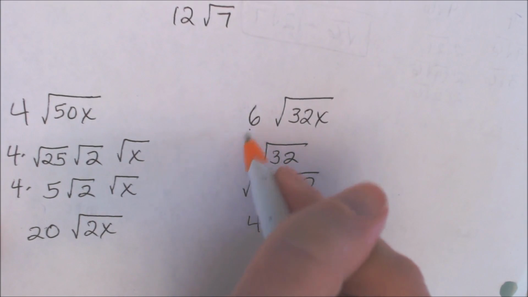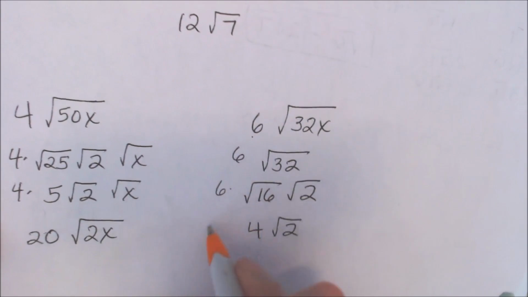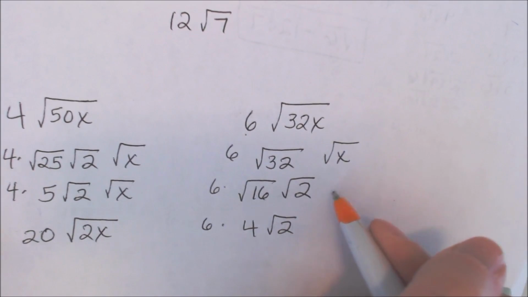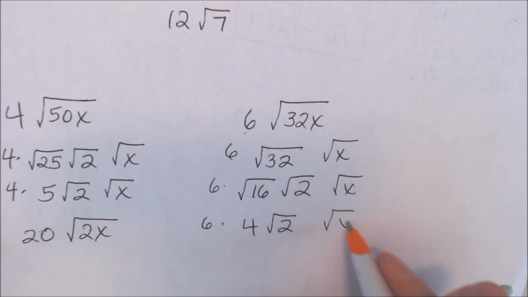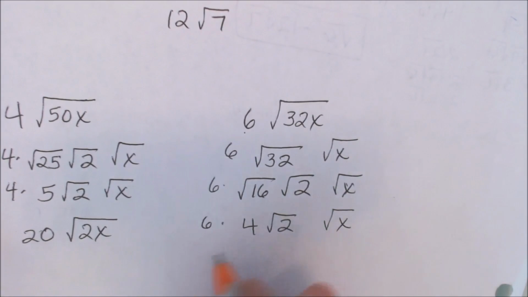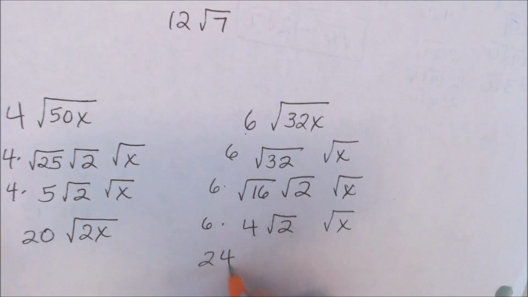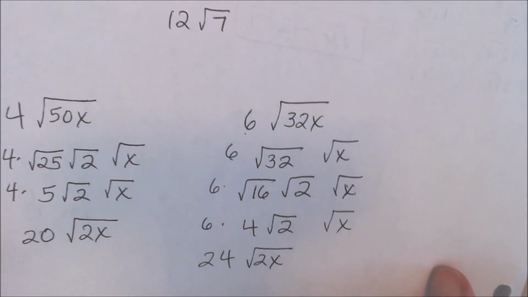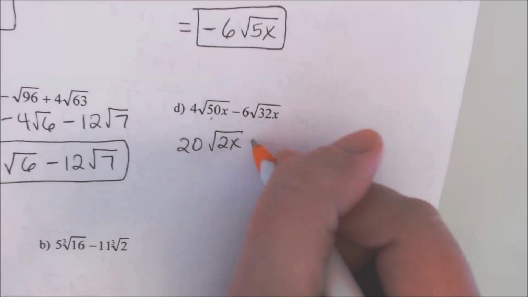Don't forget about that 6, though, that we had in the front. He's still sitting there. And also don't forget the square root of x that we still have under the radical. That can't be simplified because it's just an x. So we're going to have 24 in the front, and we're still going to have the 2 and the x multiplied together under the radical. So let's go ahead and put that back in and see what our final answer is.